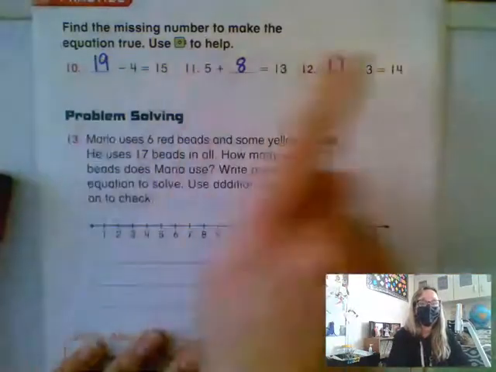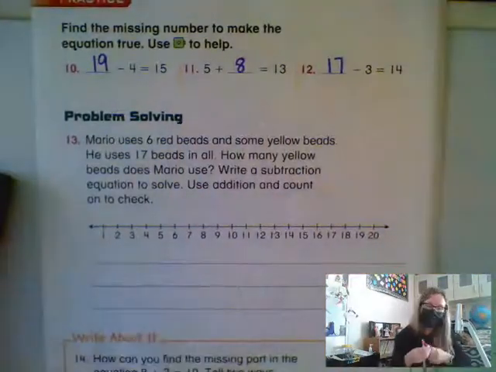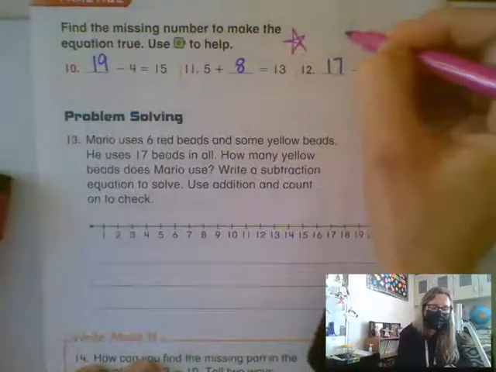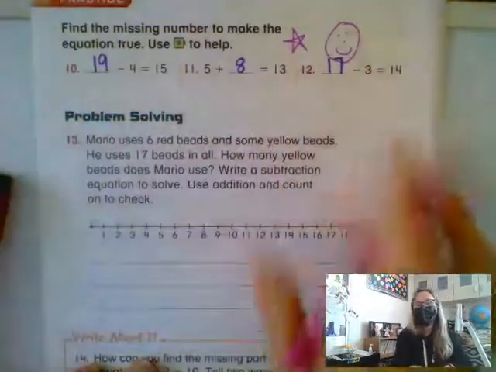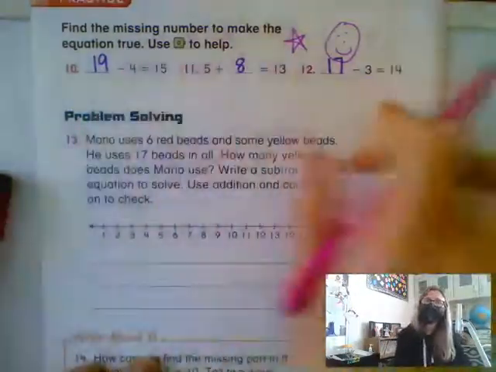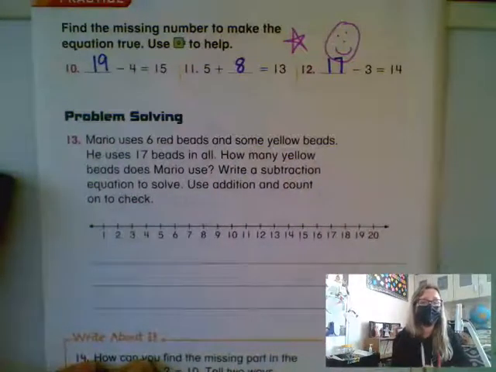If you had all 3 of those correct right now on your paper, give it a star or a smiley face. And if you had one wrong, that's okay. We're still learning. Go ahead and fix it now to make sure your answers are correct.